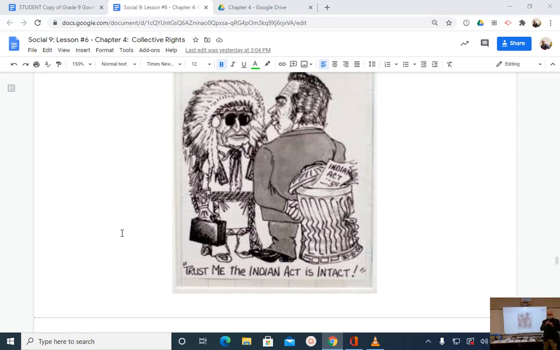Trust me, the Indian Act is intact. Somebody doesn't just come up and say, hey, trust me. The person's been asked something before. Something happened before the cartoon. And the representative of the government, shown on the right, was asked, hey, what's the current condition of the Indian Act? And he says, trust me, it's fine. Something about that cartoon says it's not fine.